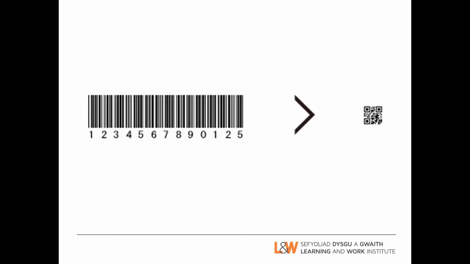Also, QR codes carry their information both horizontally and vertically. This means that they can encode the same amount of information in approximately 1/10 of the space of a traditional barcode.